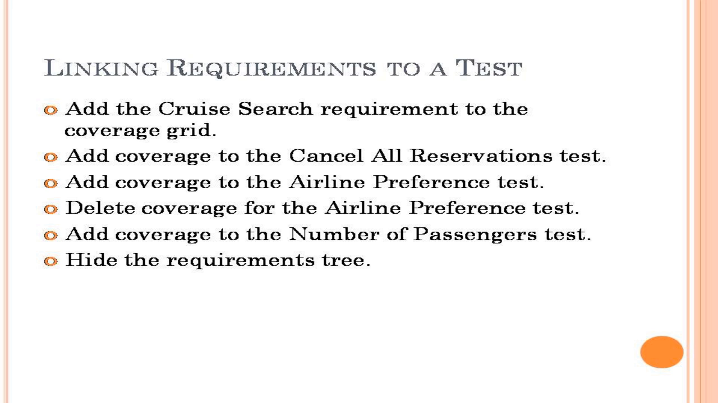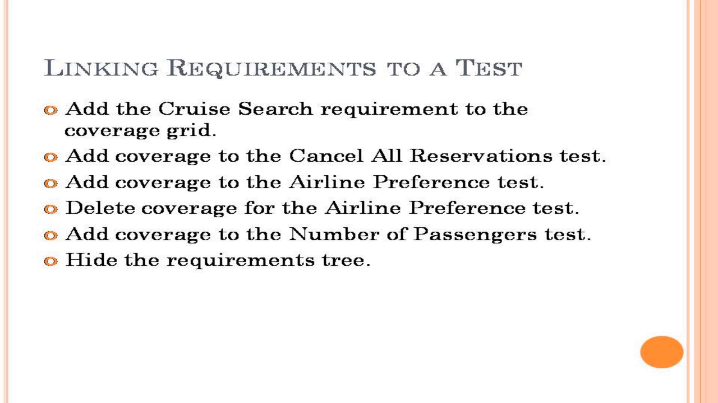7. Add coverage to the Airline Preference test. In the Test Plan tree, expand the Flight Reservation and Flight Finder subject folders and select the Airline Preference test. In the Requirements tree in the right pane, under Cruise Reservation, select Cruise Search and drag the requirement to the coverage grid. Select Cruise Booking and drag the requirement to the coverage grid.